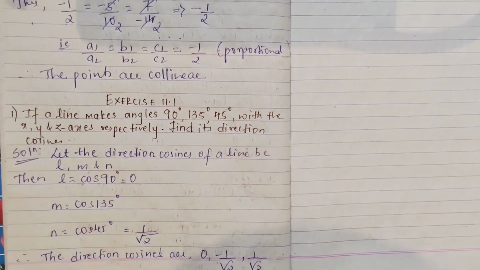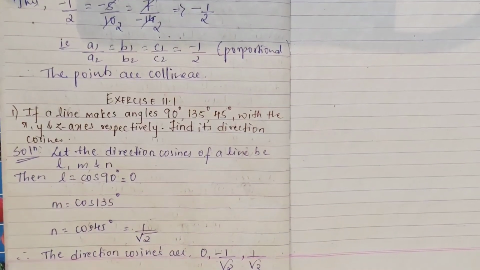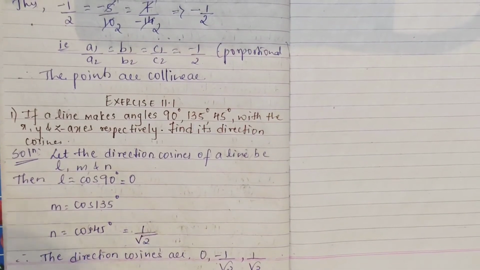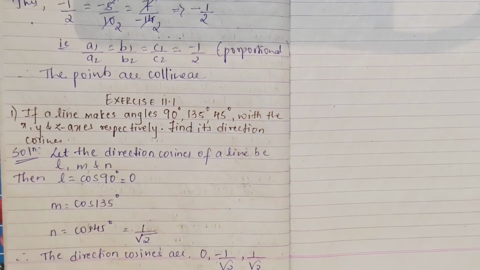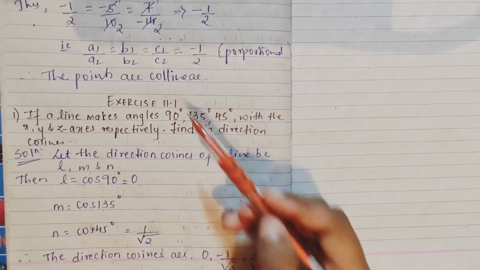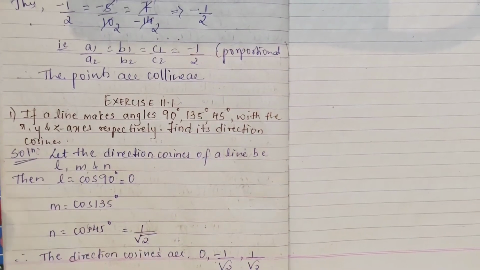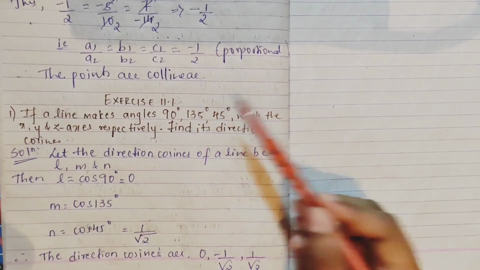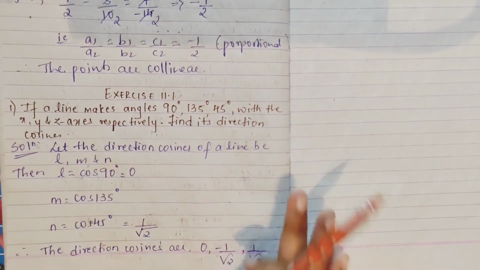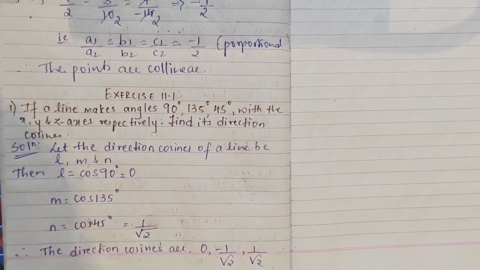Exercise 11.1. First question I've taken. If a line makes an angle 90 degree, 135 degree, 45 degree with your x, y and z axis respectively, find its direction cosines. Okay, they are asking directly direction cosines and they have given you the angle, so you have to find the value, and you know it is cos alpha, cos beta, cos gamma, which is LMN. So we will start. Solution first, write, let the direction cosines of a line be L, M and N.